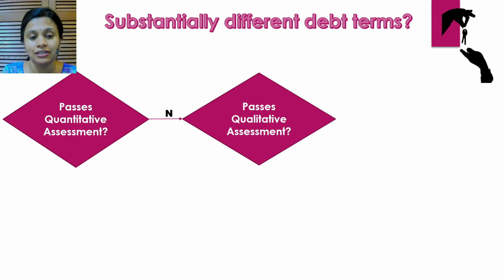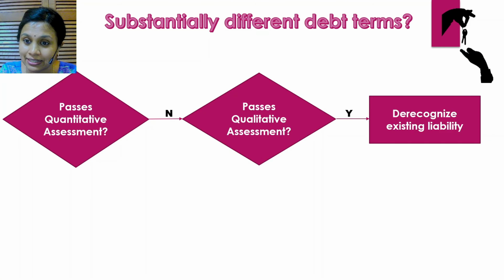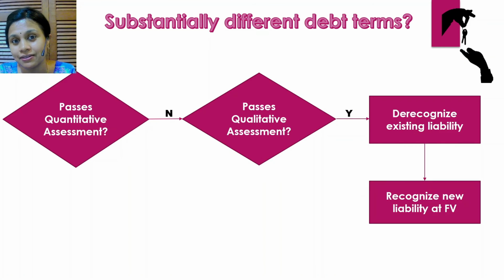Now, the changes in terms relating to interest rate, the annual payment amount, payment schedule, the maturity term, all of this gets covered under the quantitative assessment. So, under qualitative assessment, we look at the inherent nature of the debt. For example, does it include an option to convert to equity shares? Does it require more collateral security? Those kind of things. If qualitatively the new debt is very different from the existing debt, then also we will derecognize the existing liability and recognize the new debt.